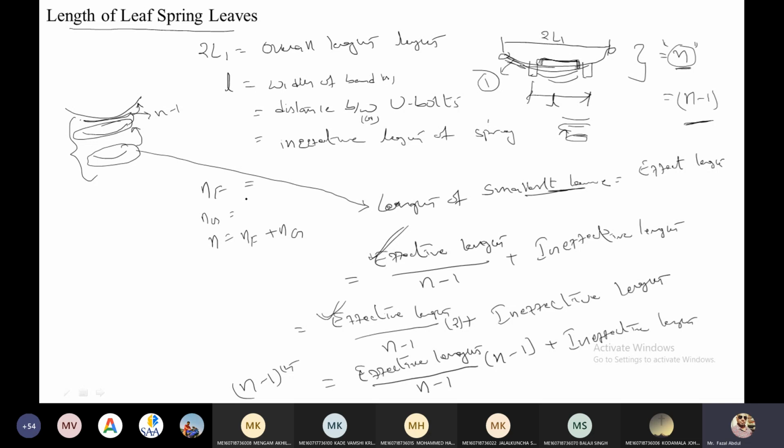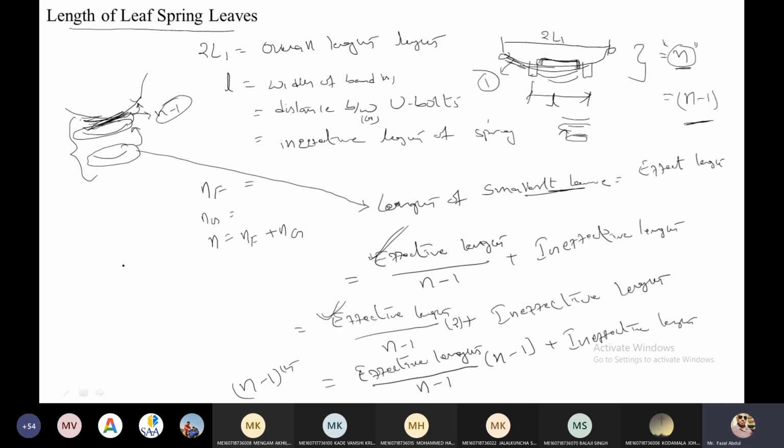And then the final leaf in the graduated leaves is this one, known as the n minus 1th leaf. After n minus 1, the final is the full length leaf. So the n minus 1th leaf length is this equation. Now finally, the length of the full length leaf, that is the master leaf.